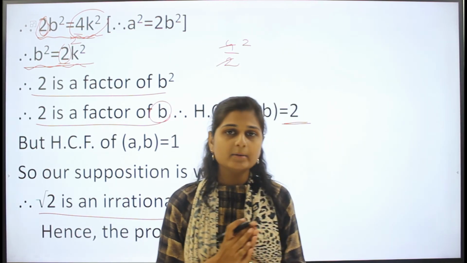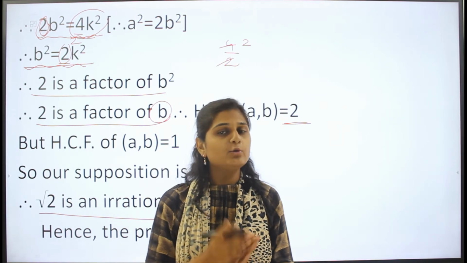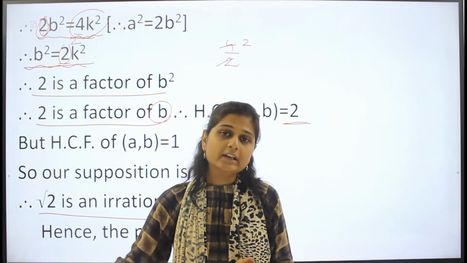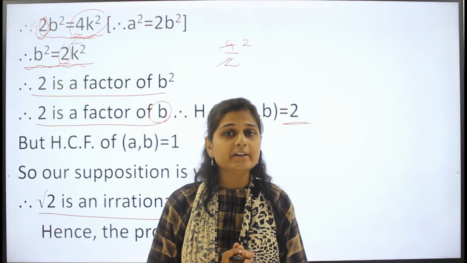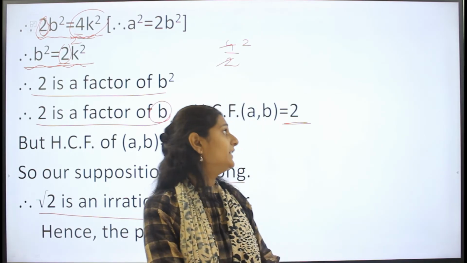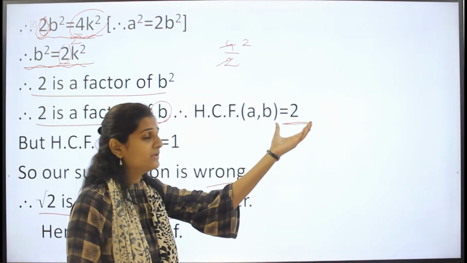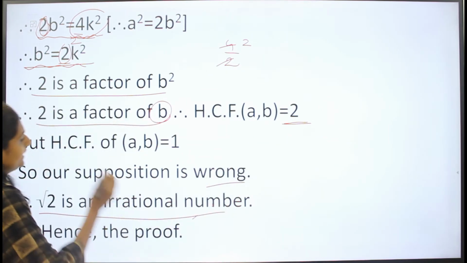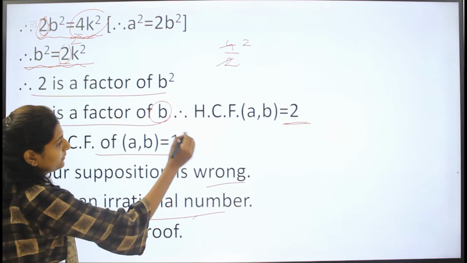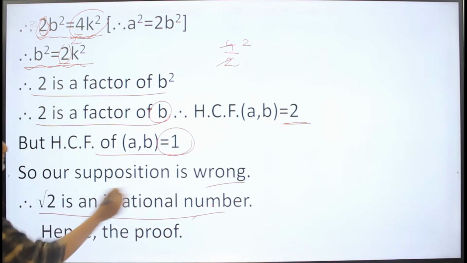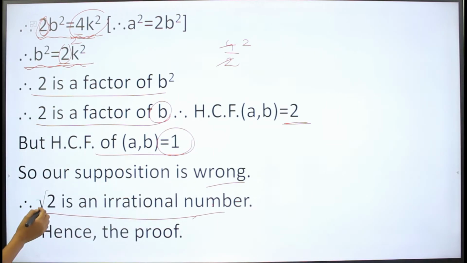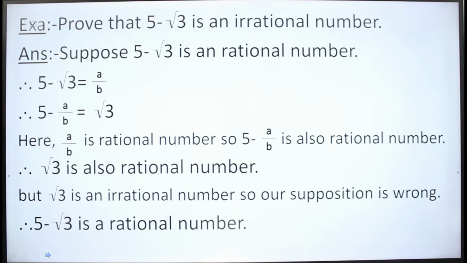Then we applied the method and we got that 2 is a factor of a, and again we got that 2 is a factor of b. So we are getting that HCF of a and b is 2, but we already have that HCF of a and b is 1. So that means our supposition is wrong. So that's why root 2 is an irrational number, and we have proved this thing, so you can write at last, hence proved.